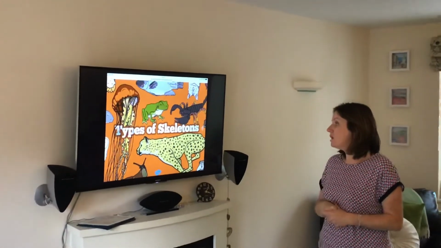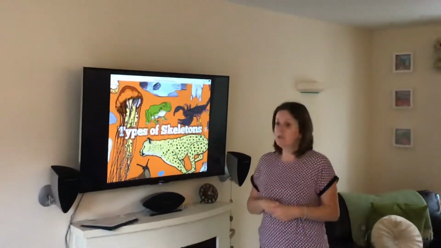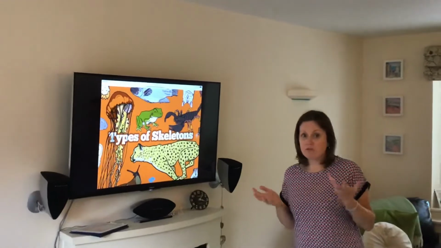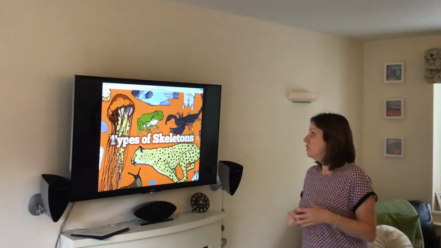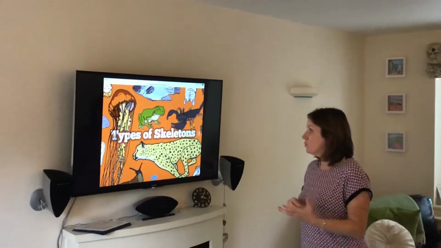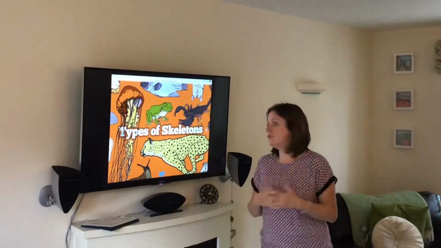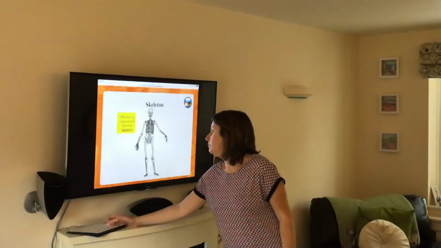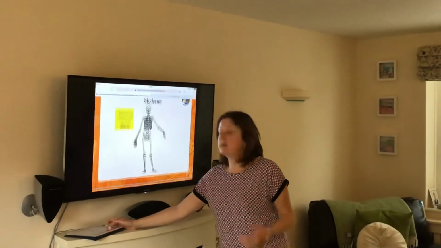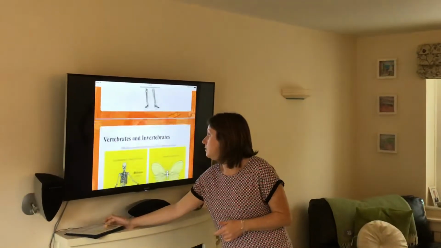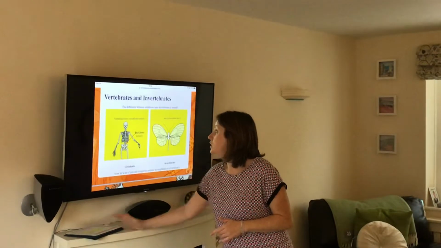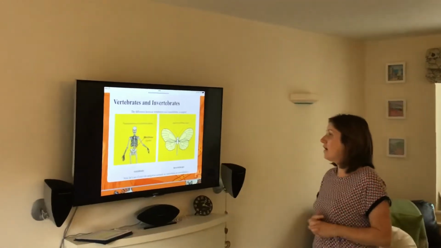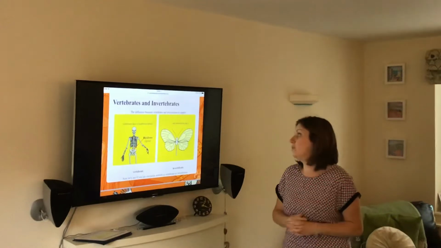So we're going to be thinking about the types of skeletons, because obviously humans aren't the only creatures in the world. So we're going to look at different animals today and how their skeletons are different to that of a human skeleton. So we looked at the human skeleton last week. So today we're going to learn some new vocabulary. We're going to be thinking about vertebrates and invertebrates.